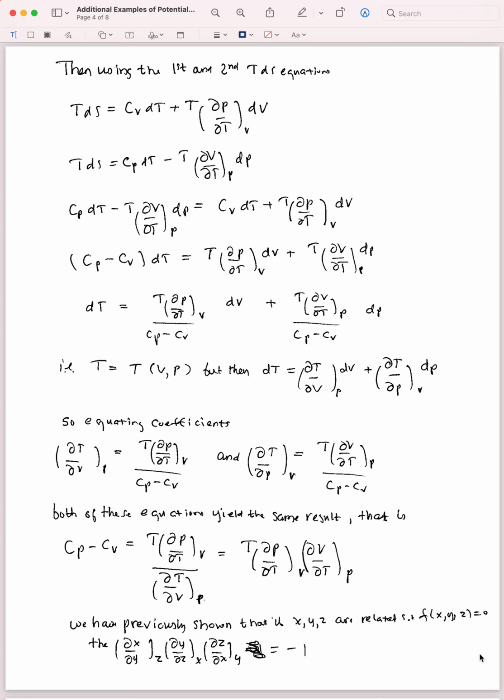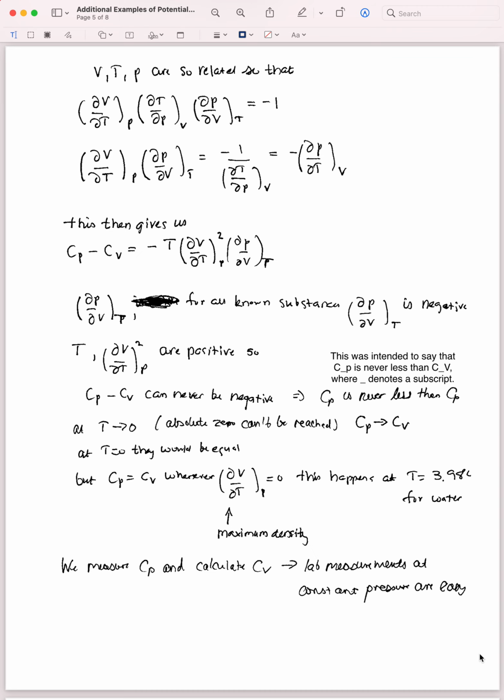But anyway, I need to put it in a slightly different form using the properties of partial derivatives. And so we make that calculation, and we get an expression for Cp minus Cv. And note that one of the things we can show from this is that Cp is never less than Cv, although my handwriting mangled that, so I put an overlay on there to explain that properly.